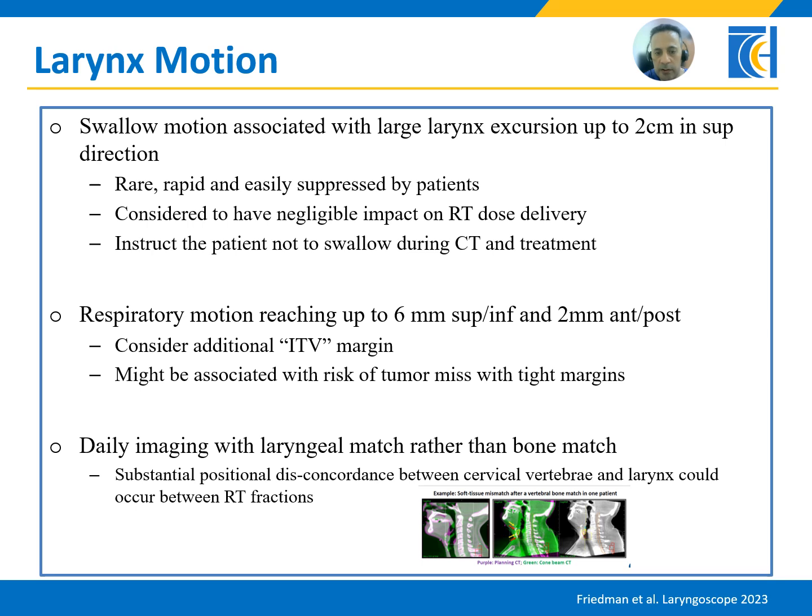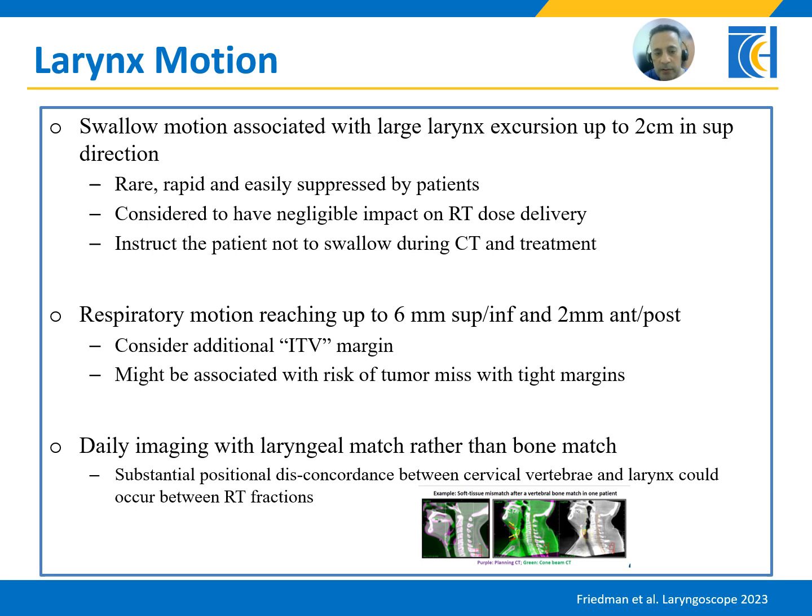Another motion is respiratory motion, reaching up to 6 mm in the superior-inferior direction and 2 mm in the anterior-posterior direction. So you need to think about adding an ITV. But this is still not standard and something that we need to think about and develop in the near future.